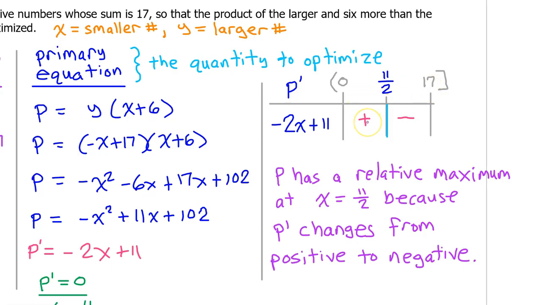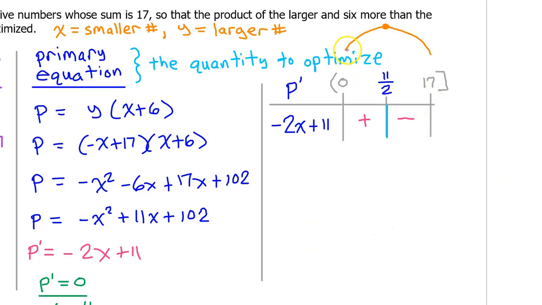Where p prime is positive, p, the original function, is increasing. Where p prime is negative, p is decreasing. Since we only have two intervals, we can see that p is increasing the entire time to the left of 11 over 2, and then decreasing the entire time to the right of 11 over 2. If all you have is an increasing interval followed by a decreasing interval, then it must be an absolute max, not merely a relative max.